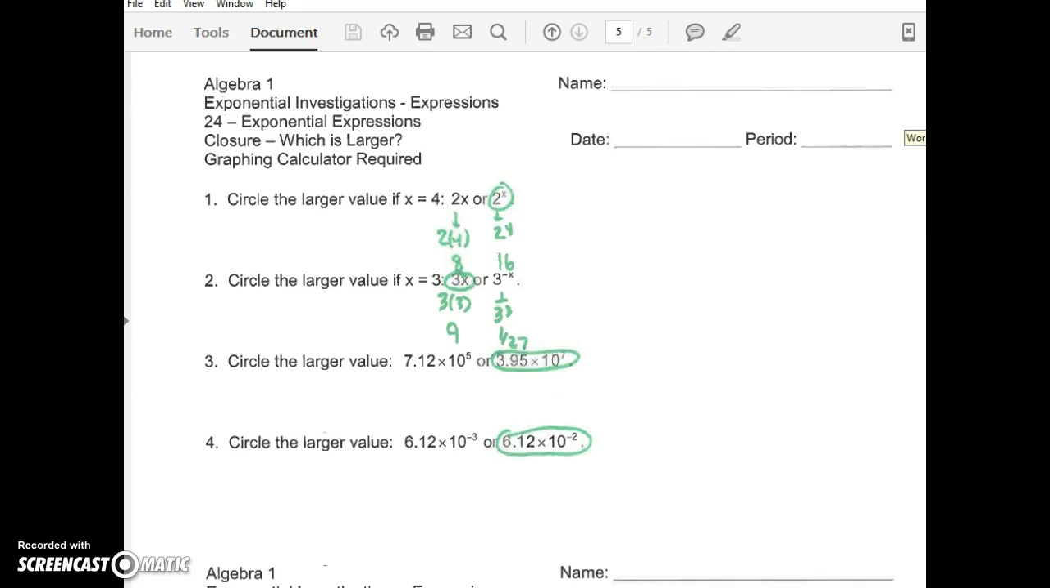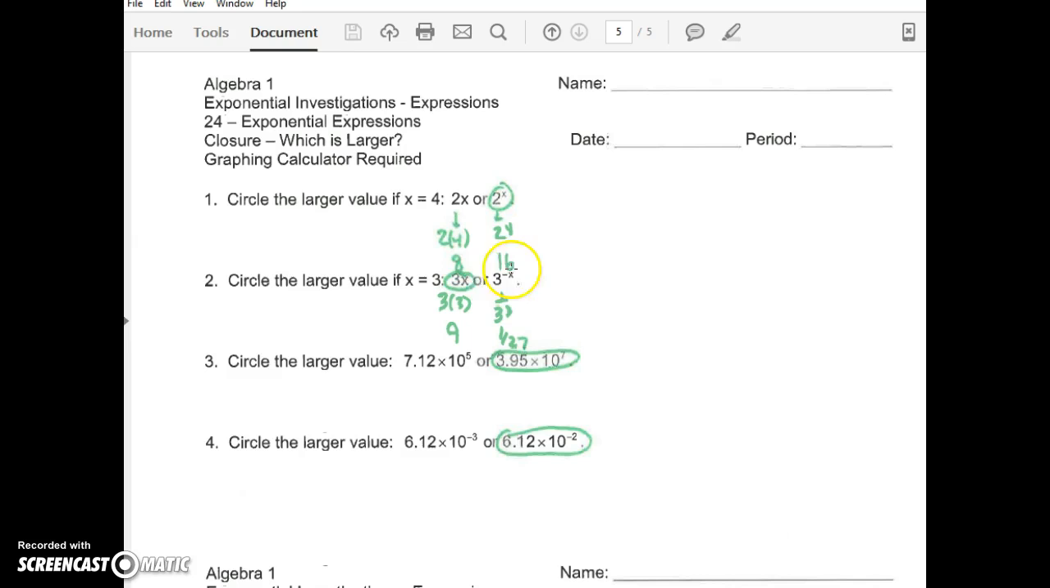The closure is comparing numbers. We want to know which number is larger. So to evaluate these first two, we're just going to plug 4 in. So I take 2 times 4, which is going to give me 8. And then 2 to the 4th will give me 16. That's a bigger number, so 2 to the x will be bigger. And generally speaking, exponential functions will be larger than linear.